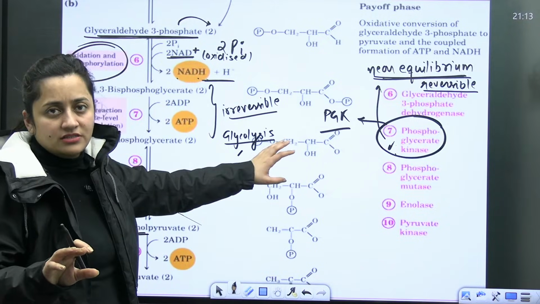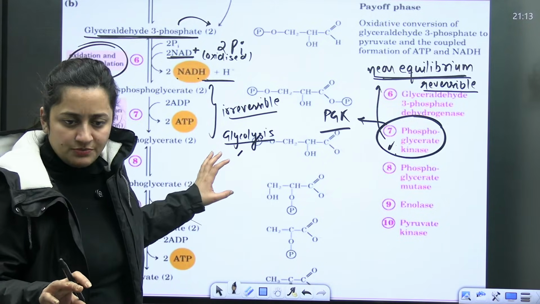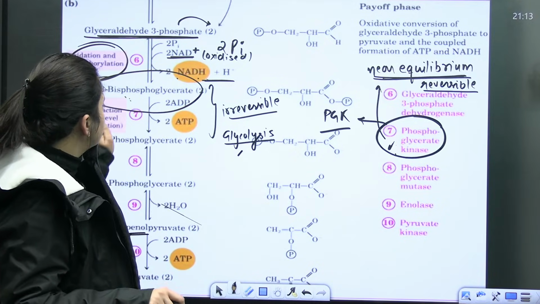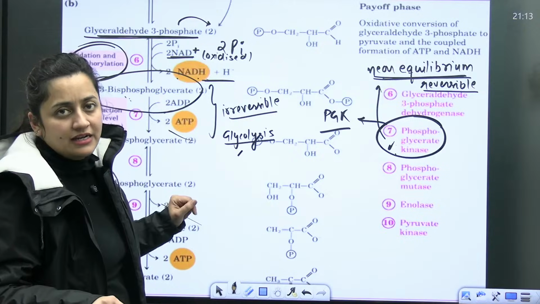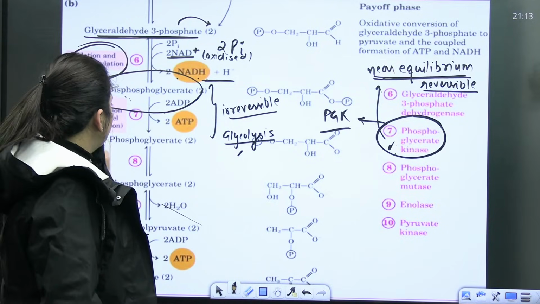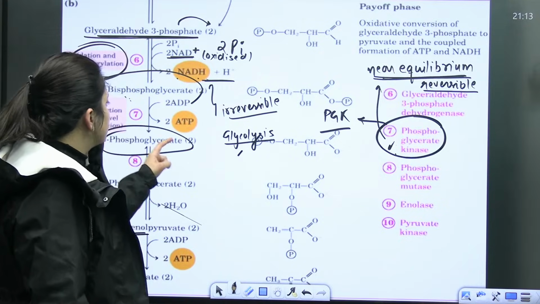In the case of glycolysis, thermodynamically it is possible. In the case of glycolysis, we need this 1,3-bisphosphoglycerate, because here substrate level phosphorylation is taking place. ATP formation is there. So here 1,3-bisphosphoglycerate will form 3-phosphoglycerate.